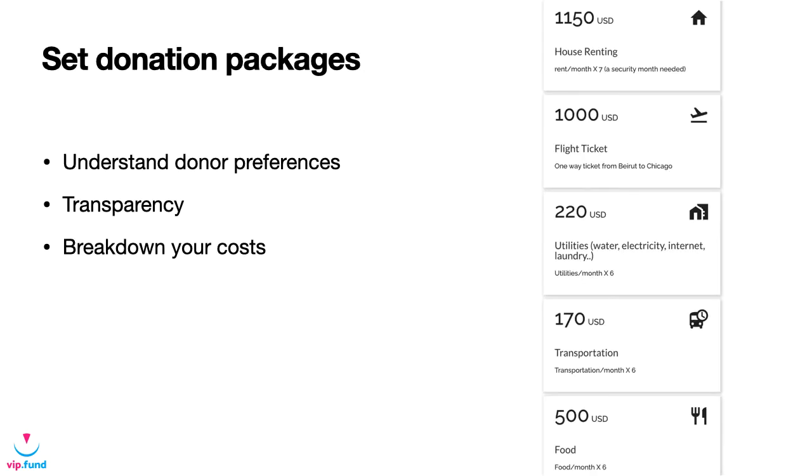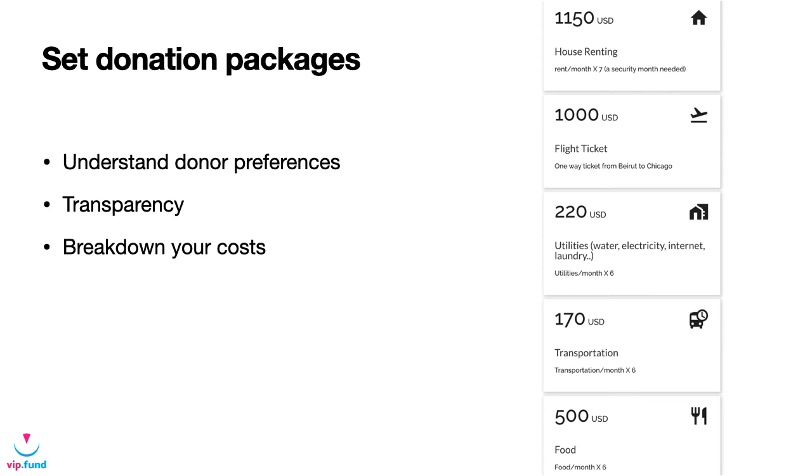Next, you want to set your donation packages. This is when you take the full amount of funding that you want to acquire and divide it into smaller amounts, giving the donor the choice to pay for your flight or your books or your computer expenses or living expenses, etc. The idea is to think about what donors may prefer to donate to and create those packages that vary in terms of amount and type.